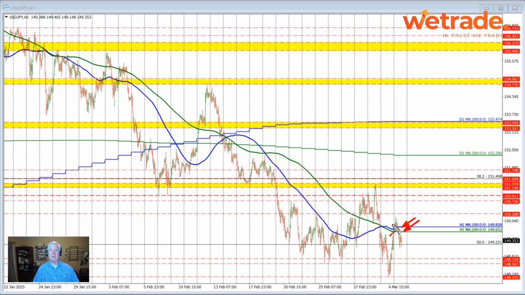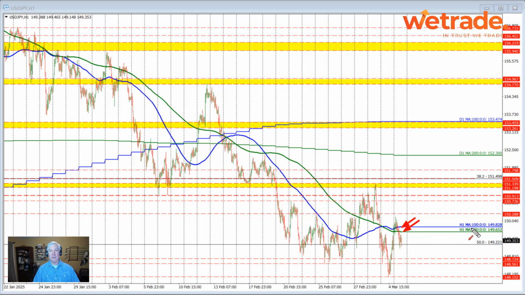We did move above the level in the Asian session here, but we did have Bank of Japan officials chirping about the possibility that the Bank of Japan would continue to raise rates, maybe not at every meeting, but that seemed to put a damper on the upside for the dollar versus yen, as did the overall dollar selling. And we saw the price rotate back to the downside with the 50% retracement, trading above and below the 50% retracement. So there's a little bit of a battle going on between the 50%, 100, and 200-hour moving average.